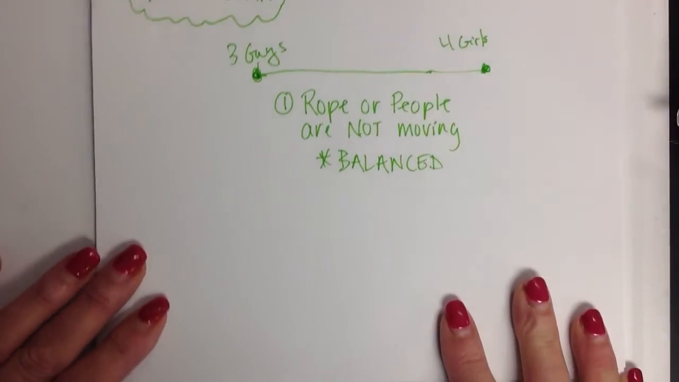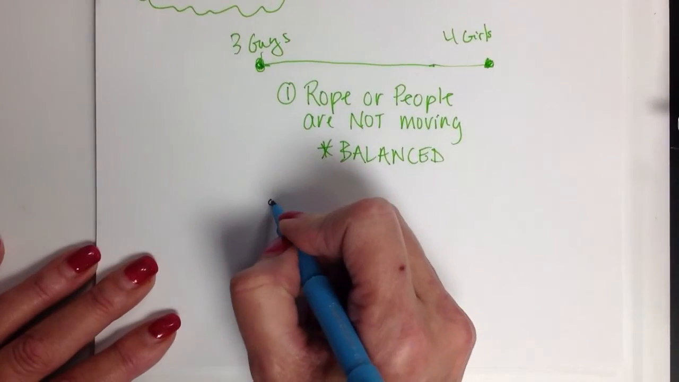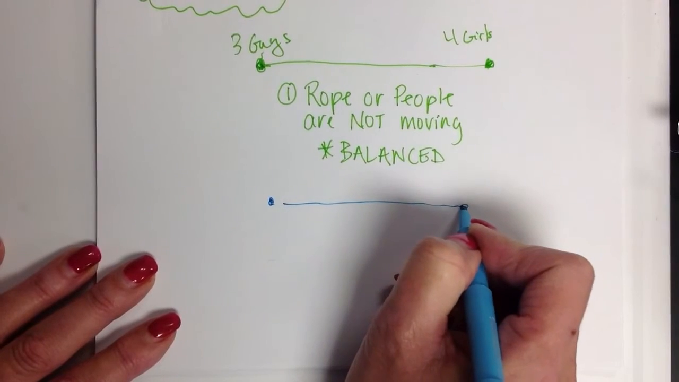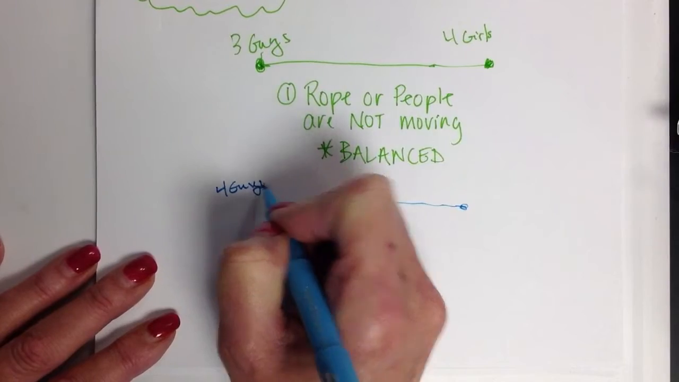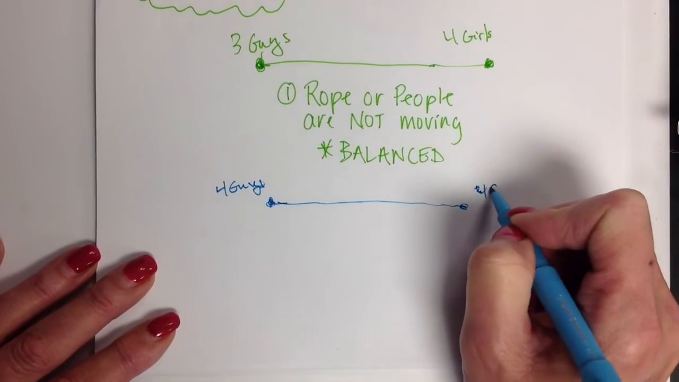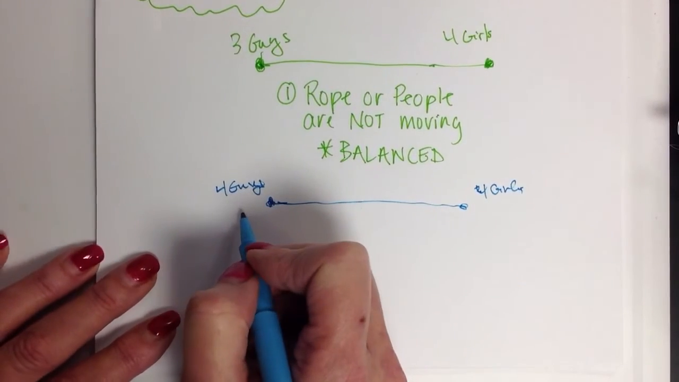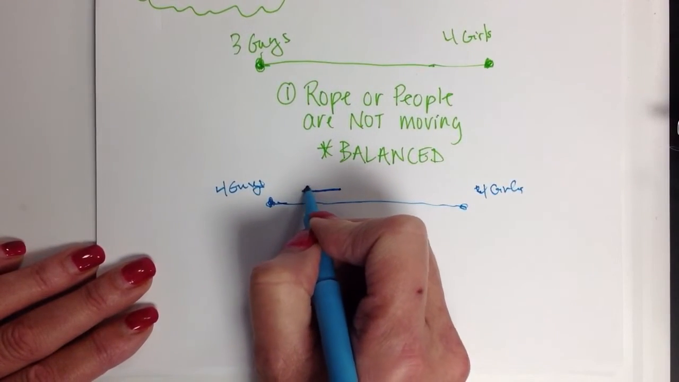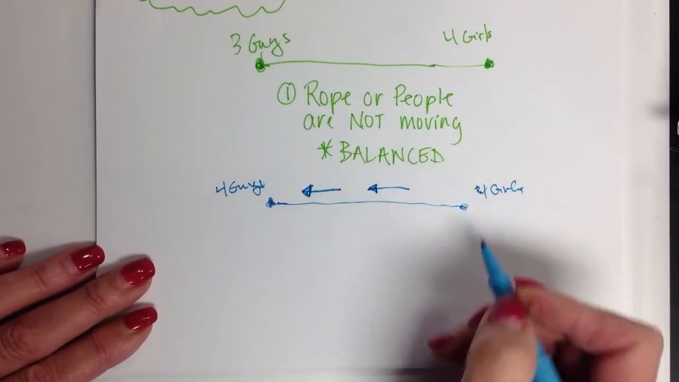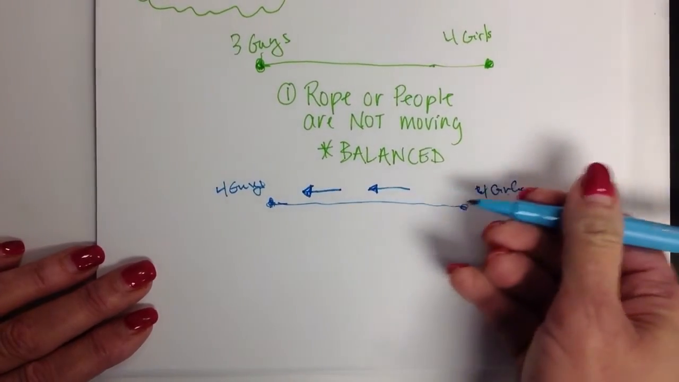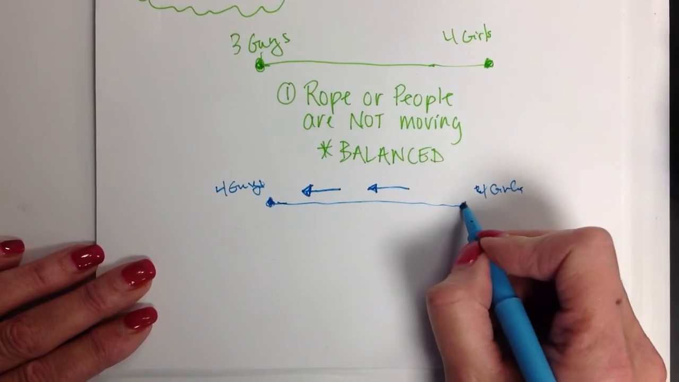All right, same scenario now. But now, here we got our 3 guys and our 4 girls. Let's say we got another guy to join in. So now we have 4 guys pulling on the rope. And over here we have 4 girls. And sorry, ladies, but we all know the guys are a little bit stronger than us. So the actual motion of the rope and the girls is going this way towards the guys. Now things are moving. Everything's moving in this direction because the guys are out pulling the girls.